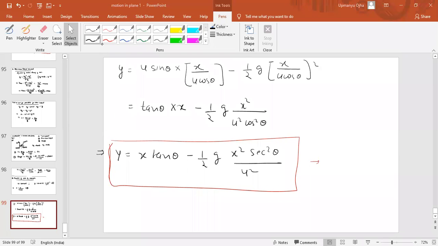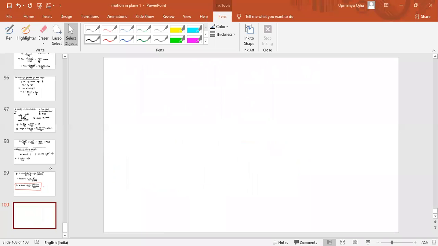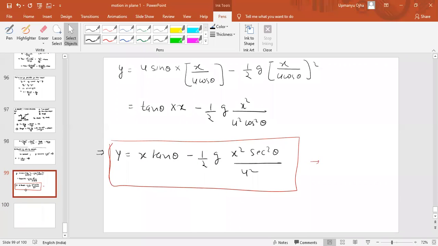y is the displacement along the y-axis, and x is the displacement along the x-axis. So that is the equation of projectile: y equal to x tan theta minus half g x square secant square theta by u square. Now can we do some problem?